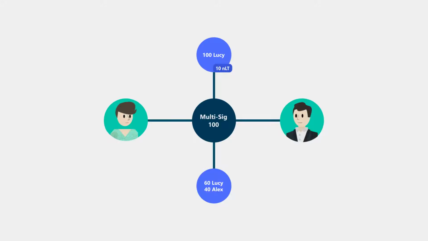However, once Alex adds his signature to a transaction, since it doesn't have an N-lock time, it is committed to the blockchain and their channel is closed. This is an example of a unidirectional channel.